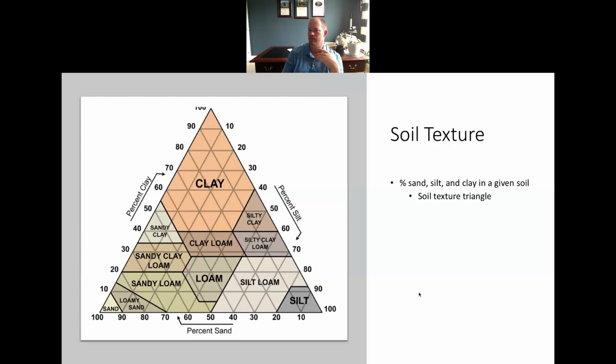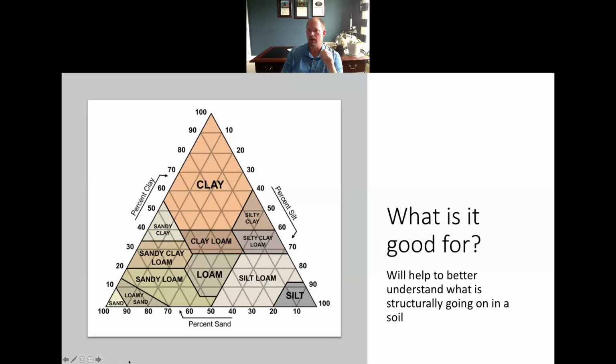Your soil texture, which is the amount of sand, silt, and clay in a given soil, is going to have an impact on your soil bulk density. If you have compaction, that soil bulk density is going to create a critical threshold for plants to be able to grow. It basically helps us better understand structurally what's going on in soil. So, we have the soil chemistry component of the soil test, but then we also have the physical component, which is going to help us, again, better understand what's going on in that soil.